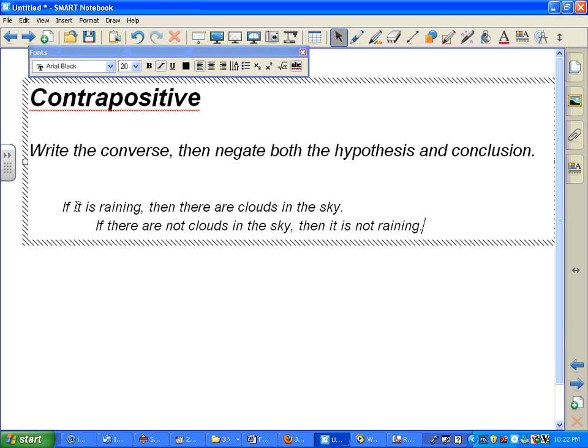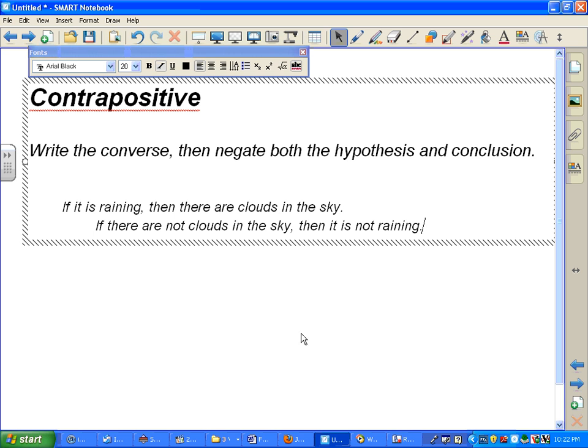See, we switch the hypothesis. If it is not raining is now, then it is not raining, because I had to negate it. Not necessarily make it negative, but negate it. If it is raining, then there are clouds in the sky. The contrapositive: we switch the hypothesis and conclusion and negate both. If there are not clouds in the sky, then it is not raining.